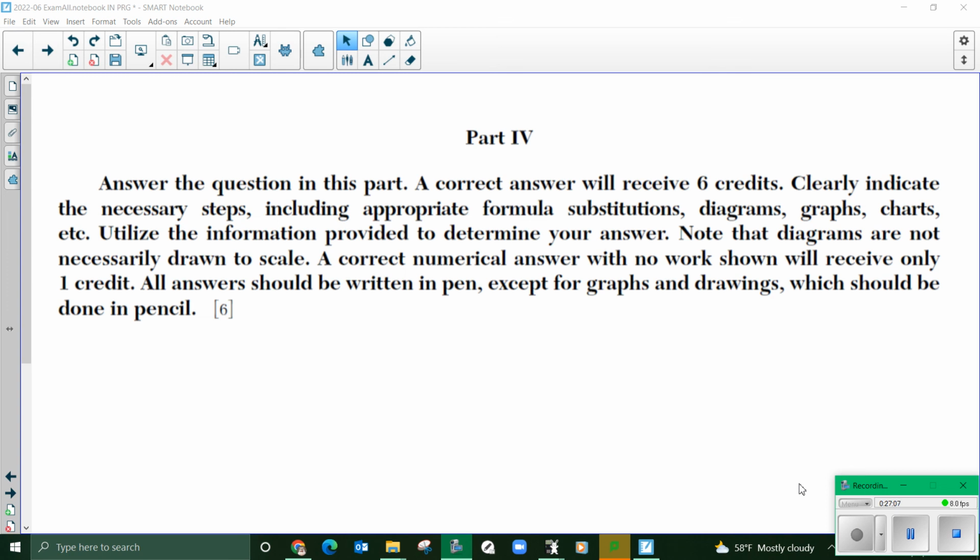All right, part 6, the last question. Answer the question in this part. All right, Bob. A correct answer will receive 6 credits. Okay, this is a 6-point question.